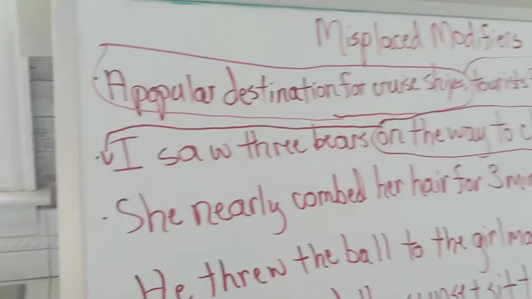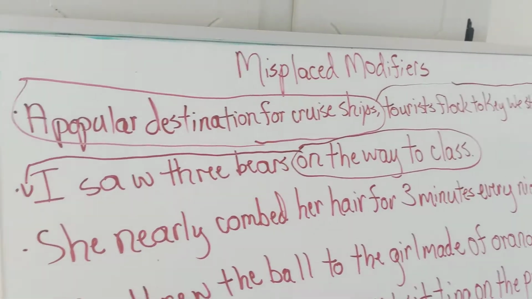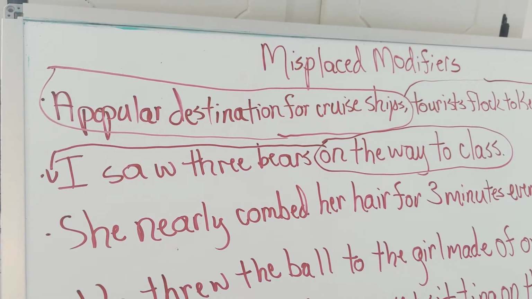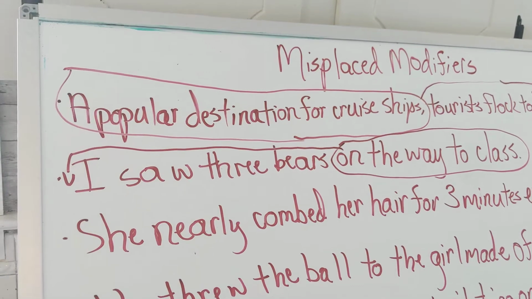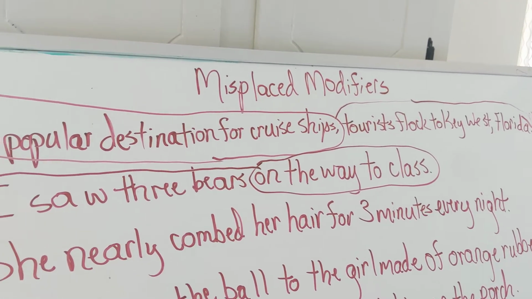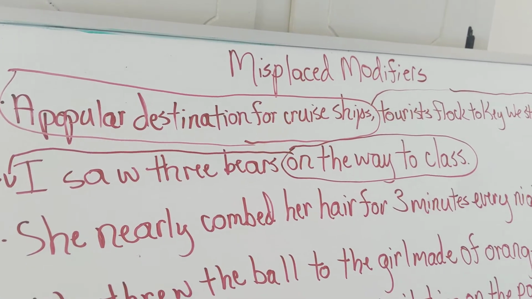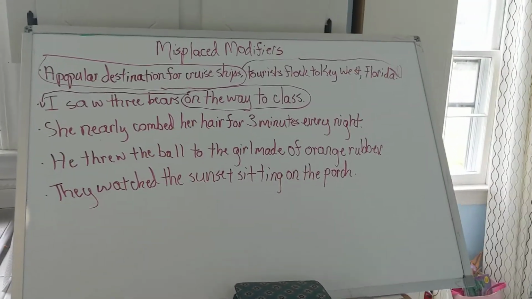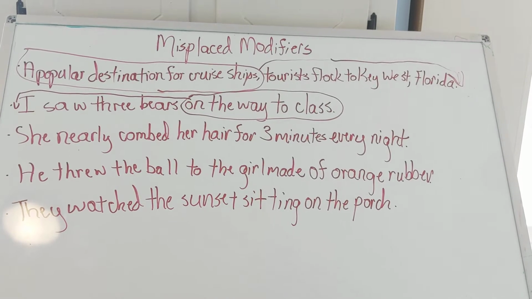Now, I'm not rewriting my sentences right now. Okay, I'm not making you rewrite these in this exercise. I'm just drawing my arrows and showing where they go. After you do that, if you want to read out loud to make sure it makes sense, like for number 1, tourists flock to Key West, Florida, a popular destination for cruise ships, so that's good. And number 2, on the way to class, I saw 3 bears. That's also good. Okay, let's look at this 3rd example. She nearly combed her hair for 3 minutes every night.